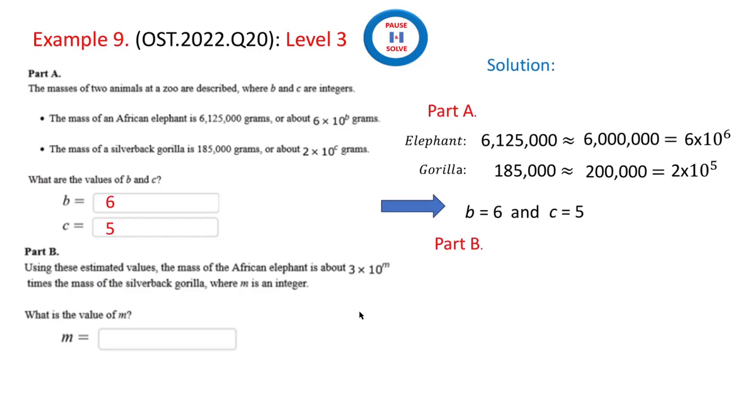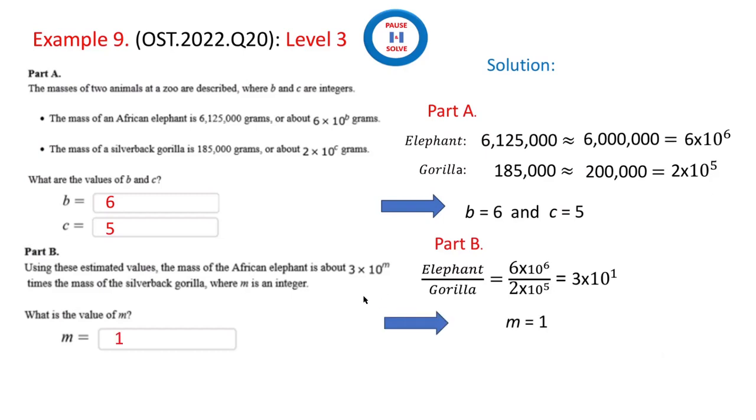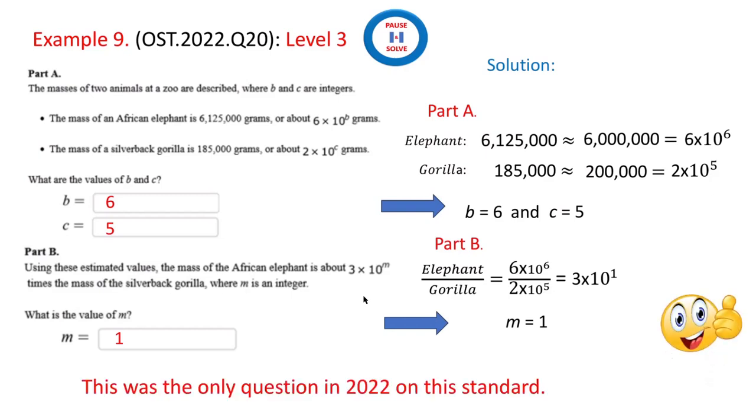Now we go to part B. Elephant over gorilla. 6 times 10 to the power 6, this number here, divided by 2 times 10 to the power 5. 6 divided by 2 is 3. 10 to the power 6 divided by 10 to the power 5 is 10 to the power 1. Now look at this here and this here, and you find M to be equal to 1. This was the only question in 2022 on this standard.